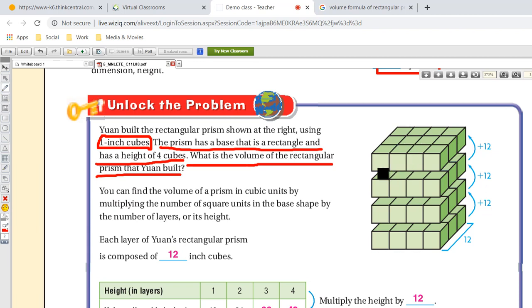So the first layer, we have here 1, 2, 3, 4. So we have here the first row 4 cubic units, and the second one is also 4, and the third one another 4 unit cubes. So we have here 4 plus 4 plus 4 equals 12. So the first layer of the rectangular prism equals 12 inch cubes.